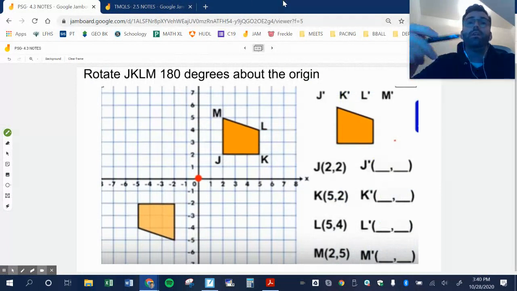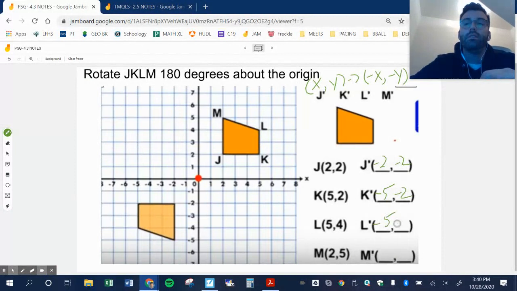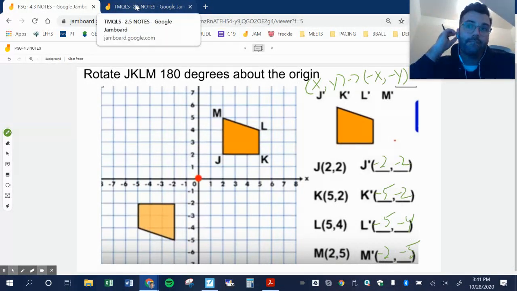180 degrees is a little bit easier. (x, y) becomes (-x, -y). It's just the double opposite. So they both are negative. -5, -2. Look, it's already graphed over here for us anyway. -5, -4, and -2, -5.